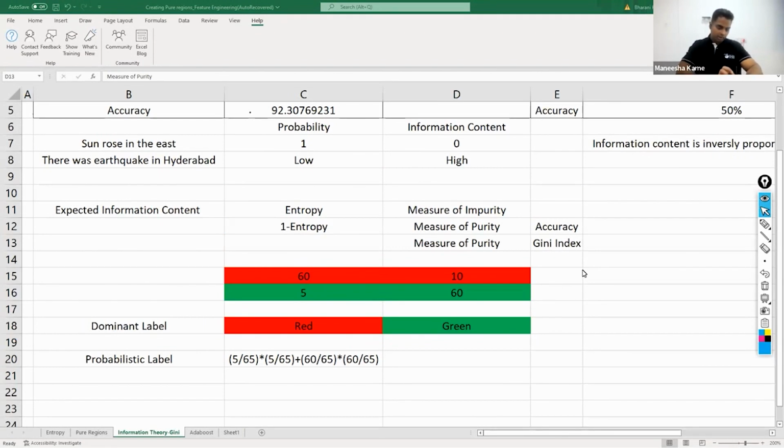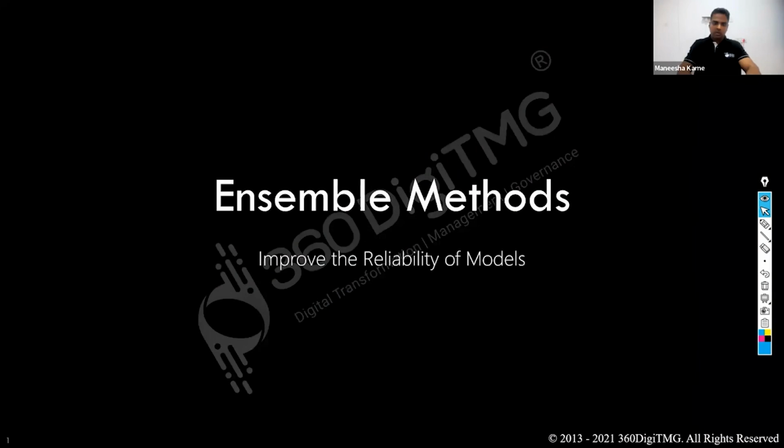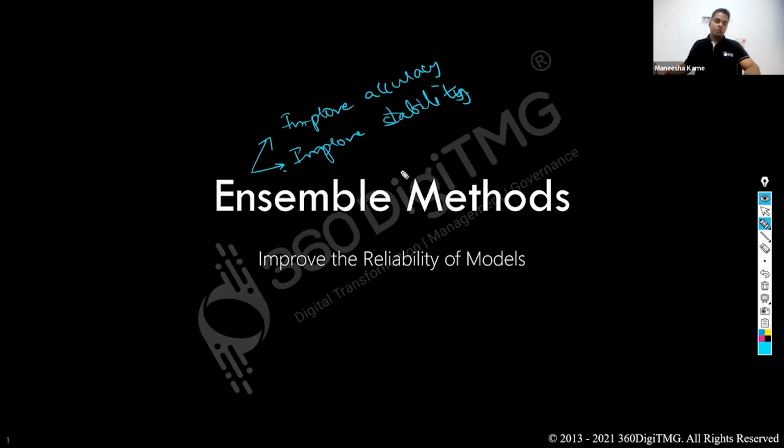Let's do a quick recap and we shall proceed further. So we started talking about ensemble techniques and what are the benefits of ensemble techniques. It will help us improve the accuracy and also it will help us improve stability in the models. These are the two advantages of any ensemble technique.